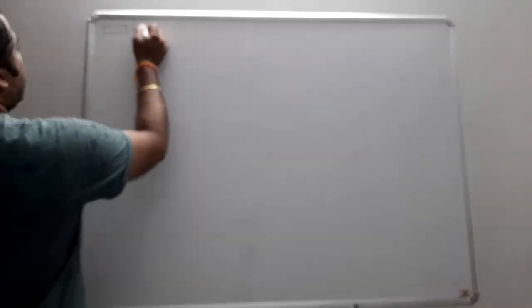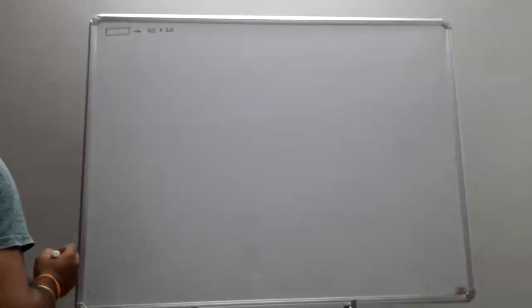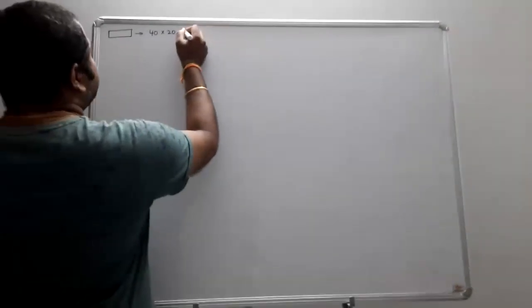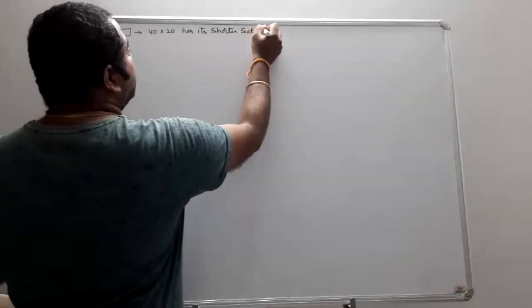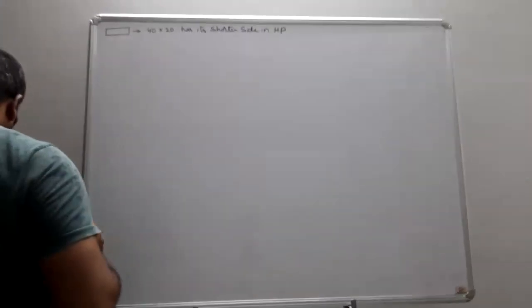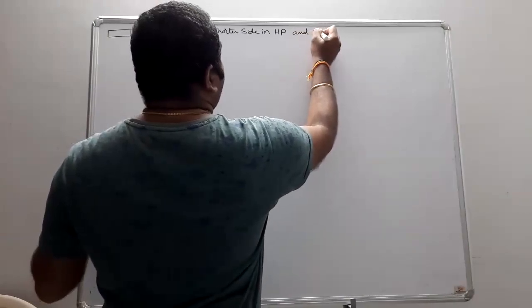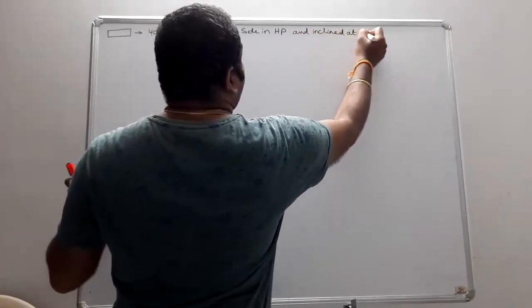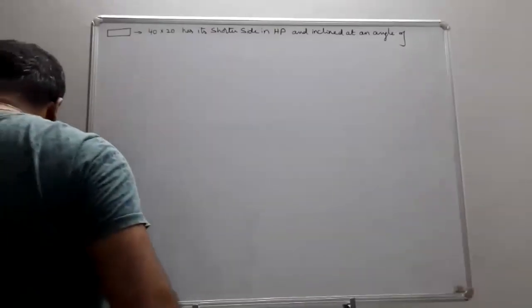Just write a problem, one important problem. A thin rectangular plate of side 40 by 20 has its shorter side in HP and is inclined at an angle of 30 degrees to VP.